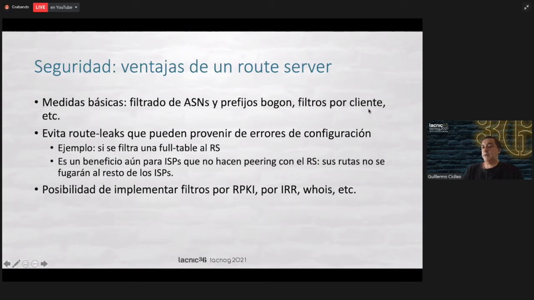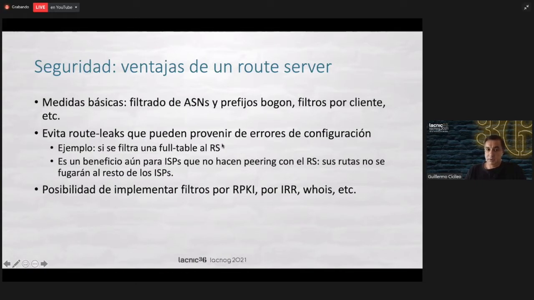Then filters by client could be made, for example, from the WHOIS or from databases, like the IRRs. There's information as to what are the routes that should be received by that client. So this is very useful for that purpose. It can also be very useful to prevent route leaks that can be the result of configuration errors. If you send a full table to the route server, this will not go through. It will not be leaked through to the other participants.